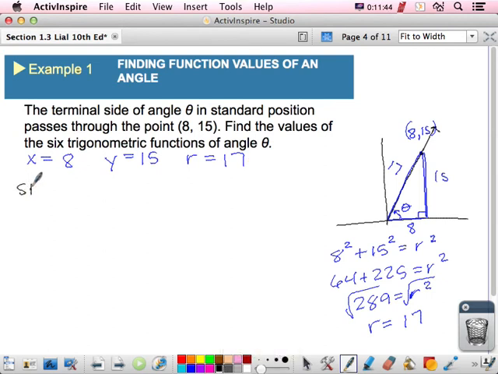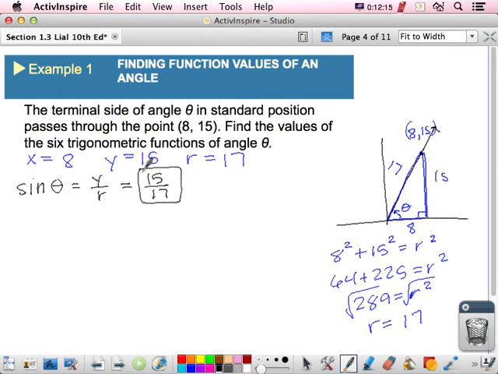We know that sine of the angle in question always equals what? Y divided by r. So y divided by r, which in this case is 15 over 17. When possible, a trig function is always given as a fraction in lowest form. So you do reduce it, you always reduce. Okay, so there's our first answer. All right, we have 5 more to go.